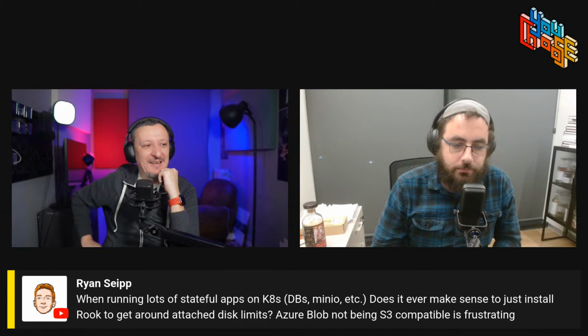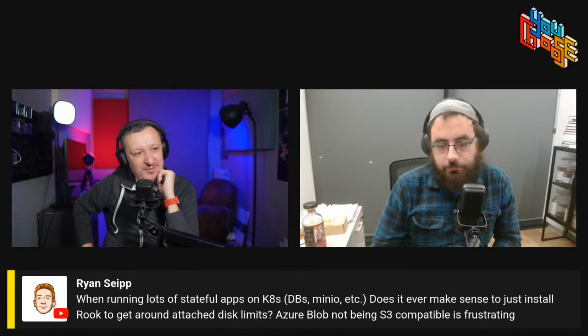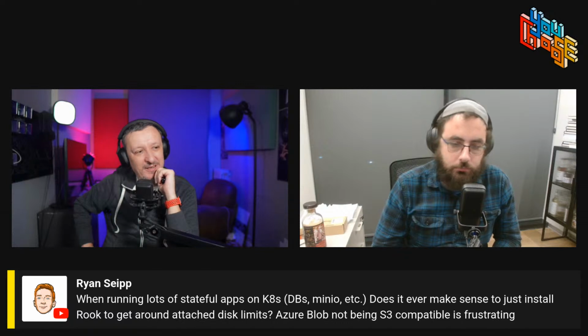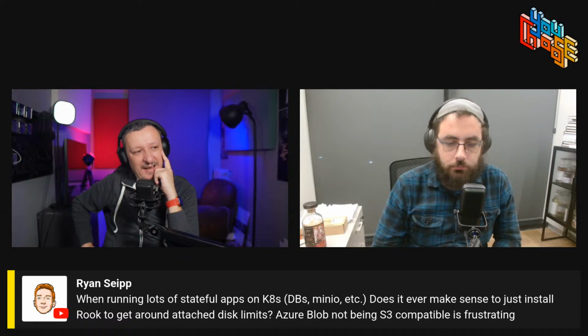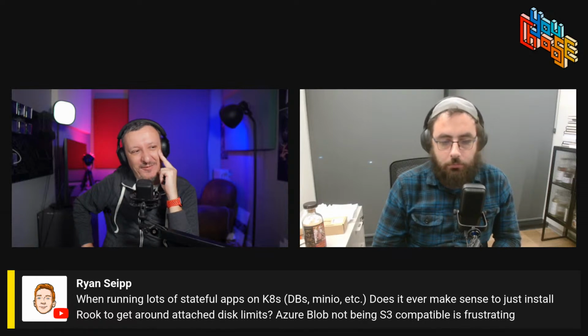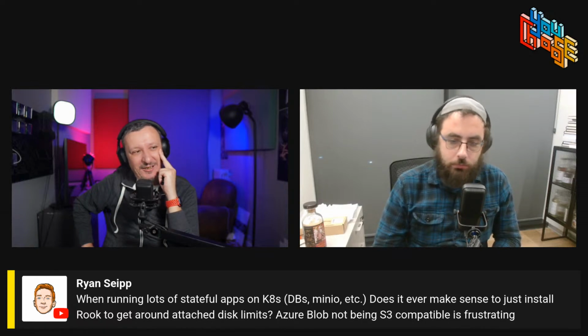Okay, from Ran: when running lots of stateful apps on Kubernetes, DBs, Minio, etc., does it ever make sense to just install Rook to get around the attached disk limits? Azure Blob not being S3 compatible is frustrating. So this time is cloud. I'm assuming it's not on-prem. I'm not very fond, to be honest, of replacing something as critical as disk from what the provider gives me. I feel it's too much trouble.